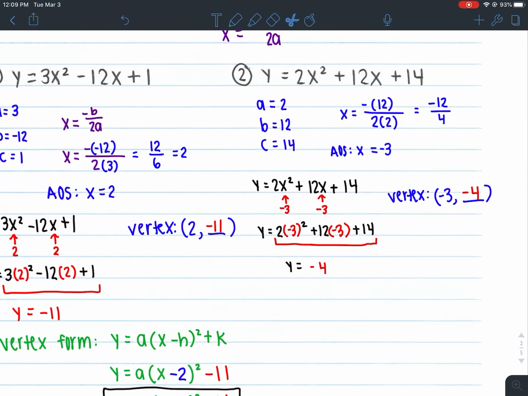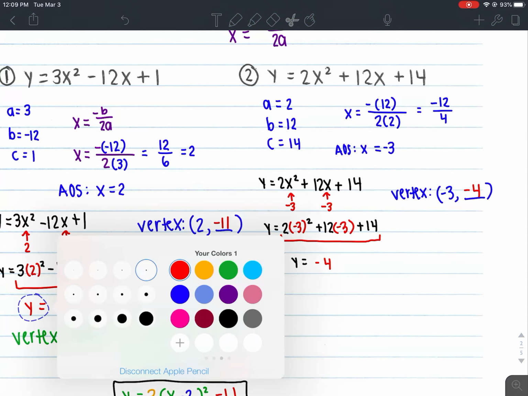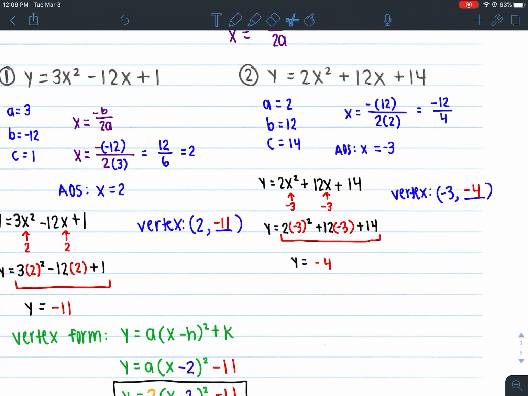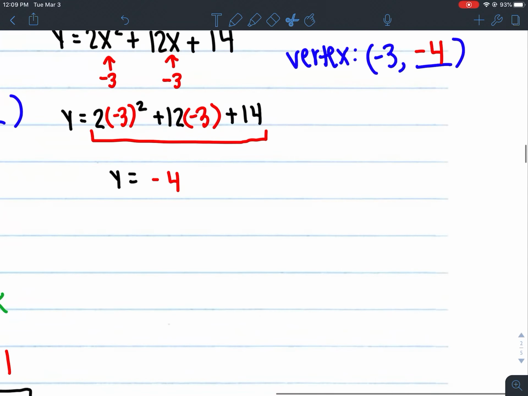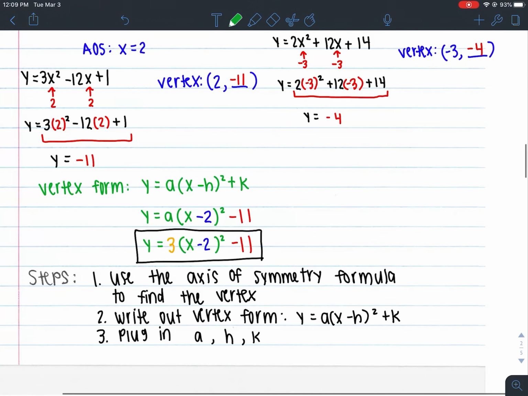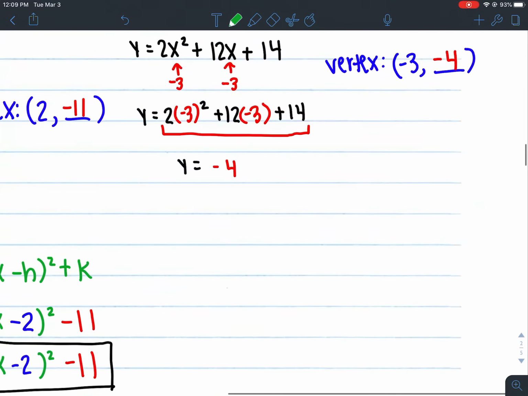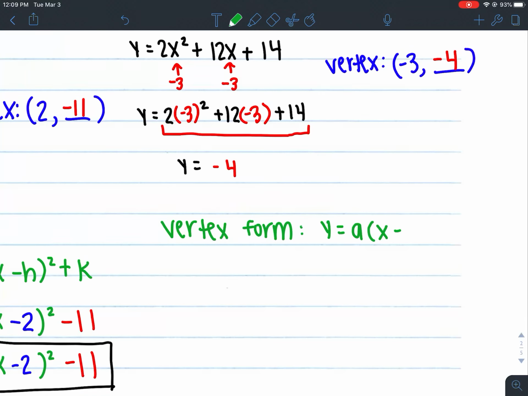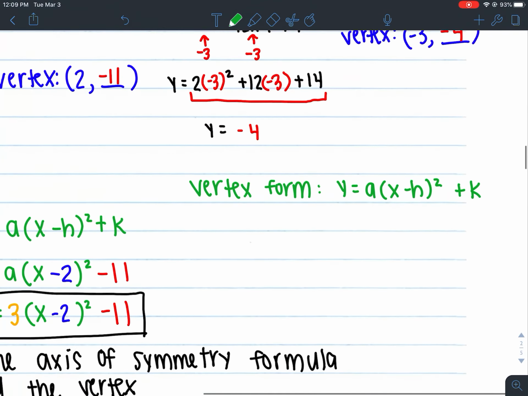So is that what they wanted me to find? It's not, right? That's not what they wanted me to do. They want me to write an equation in vertex form. Now that I have the vertex, the second step is to write out the equation. So I'm going to write it out. So vertex form is y equals a parentheses x minus h squared plus k. All right, that's the form.